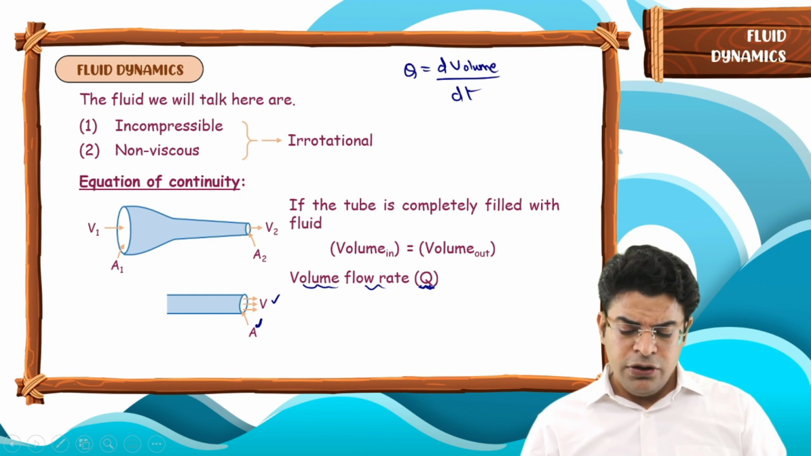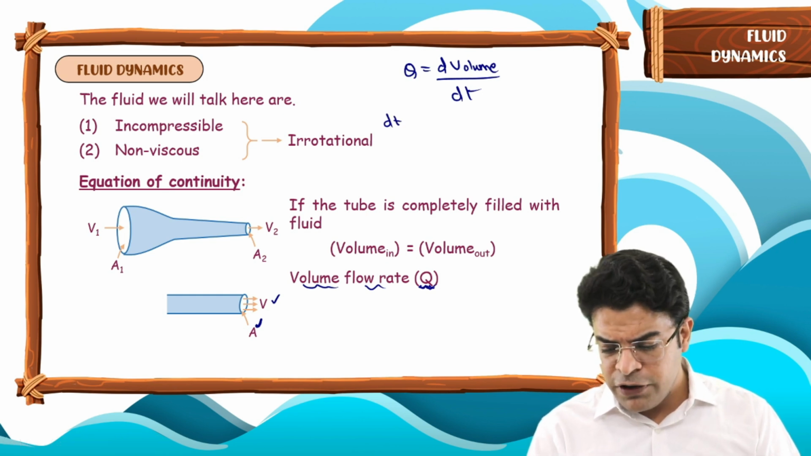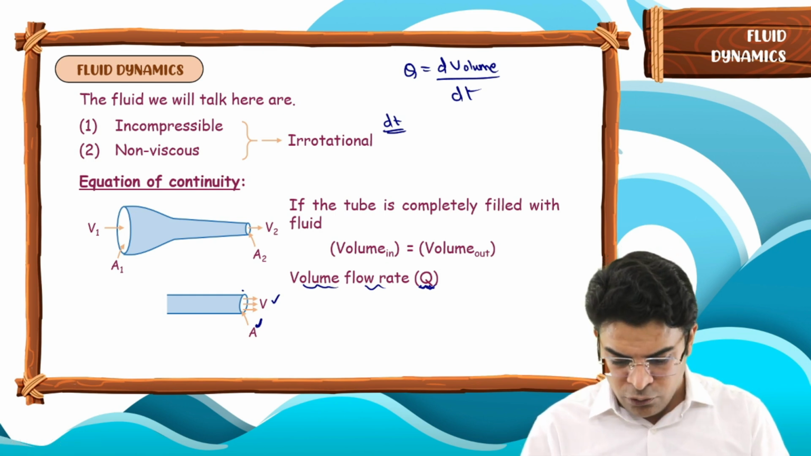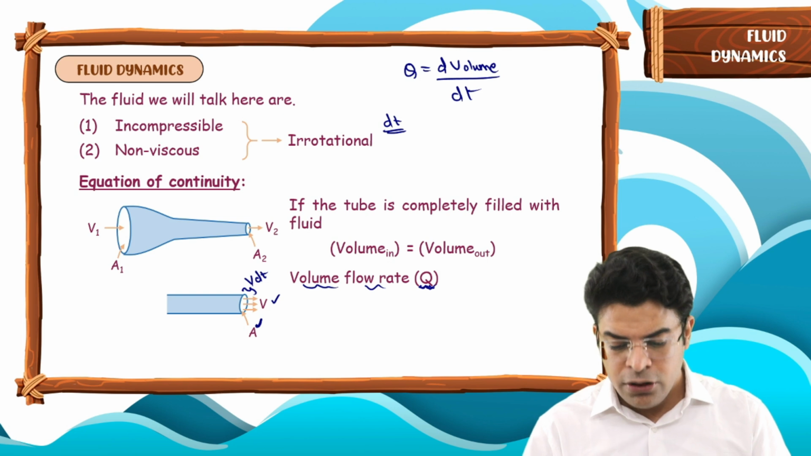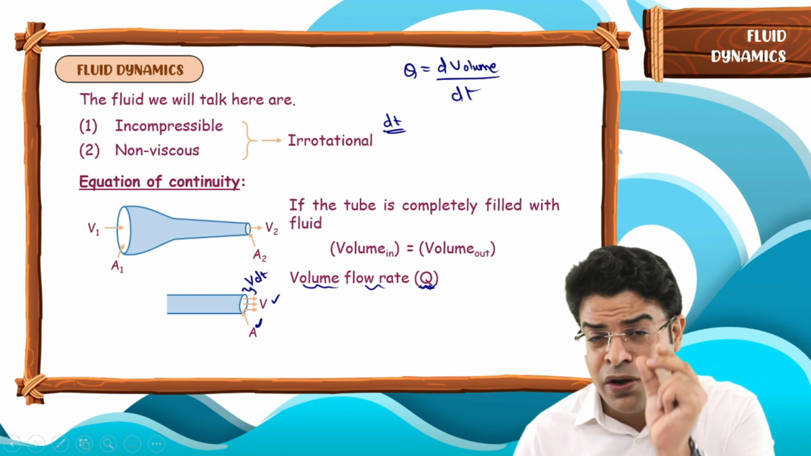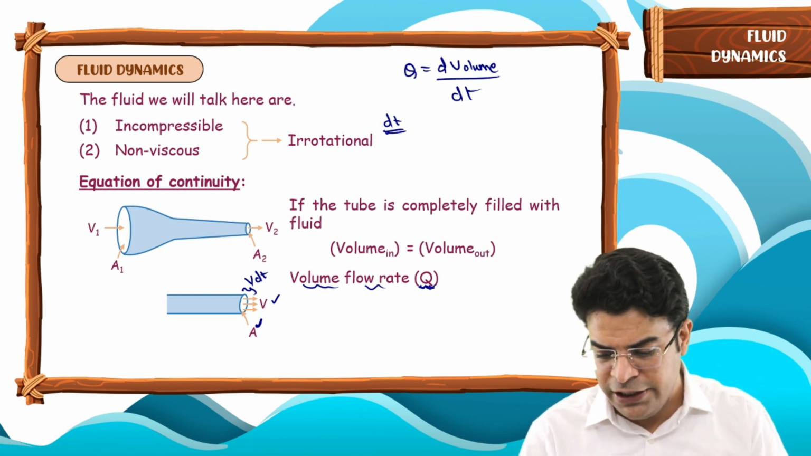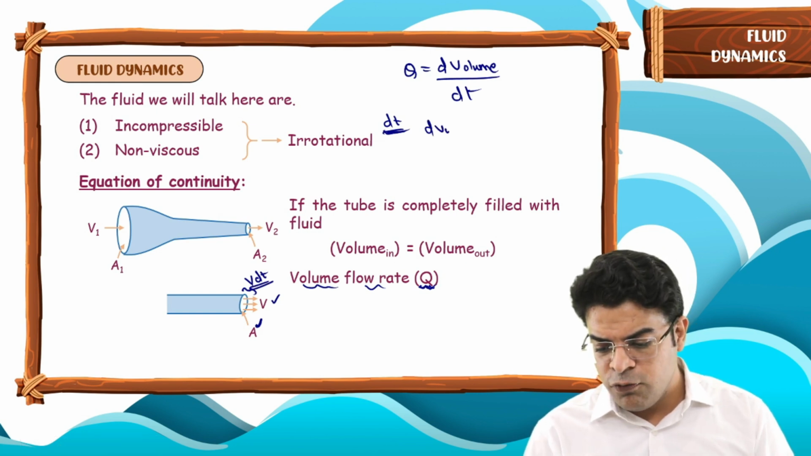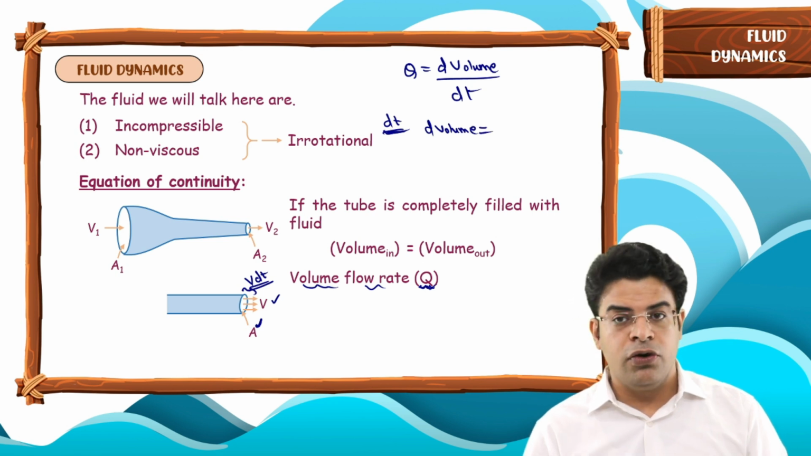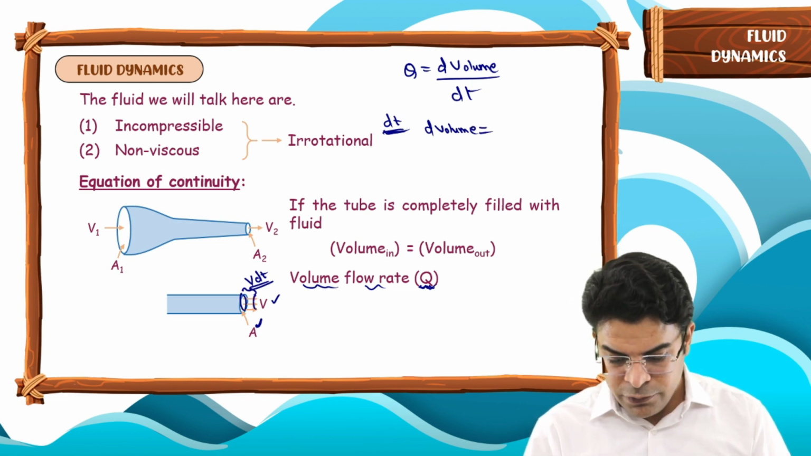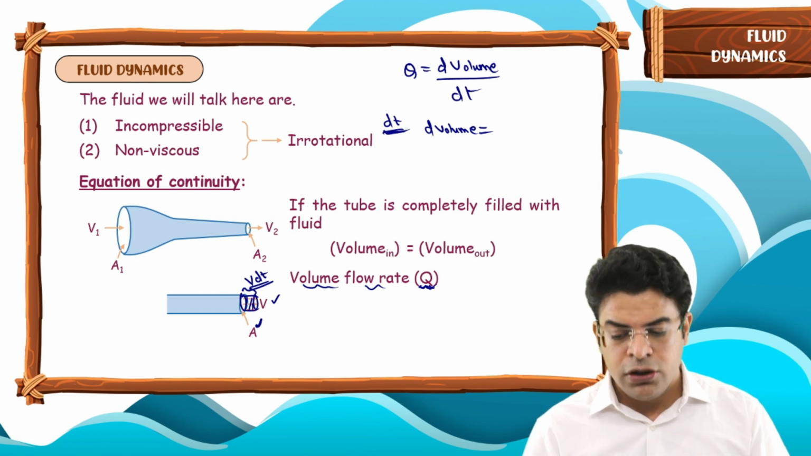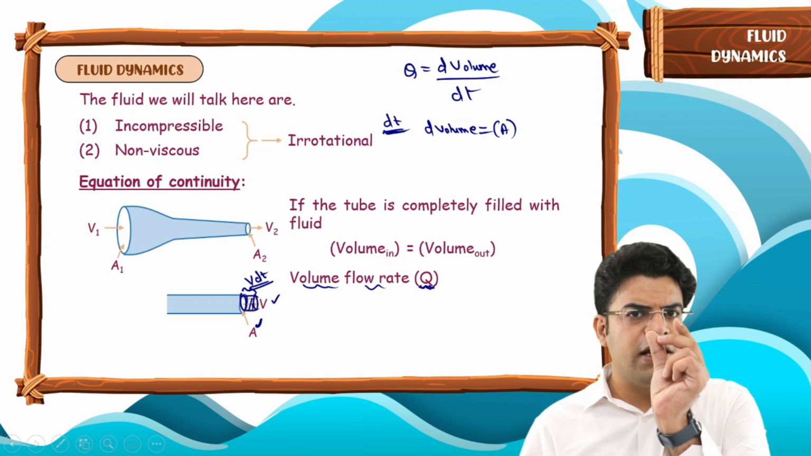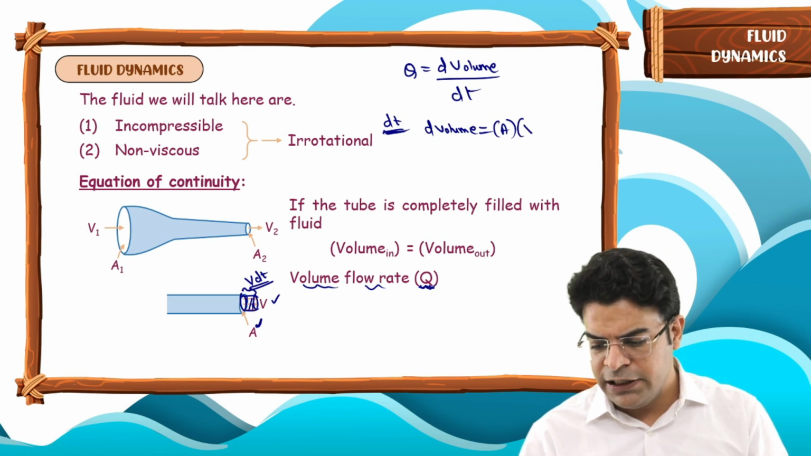So in an infinitely small frame of time dt, the infinitely small length of fluid coming out will be equal to v into dt, because the speed of fluid is v. So the infinitely small volume of fluid coming out will be equal to the cross-sectional area times the length of fluid coming out. The cross-sectional area is A and the length of fluid coming out in an infinitely small frame of time dt is v dt.